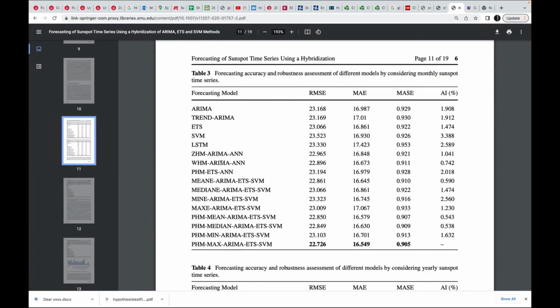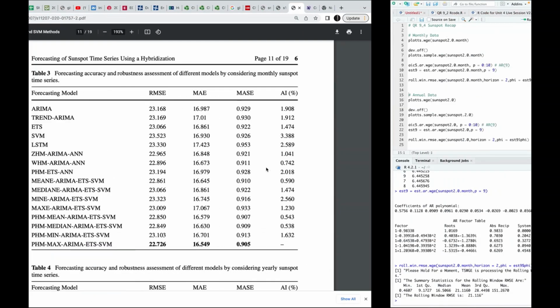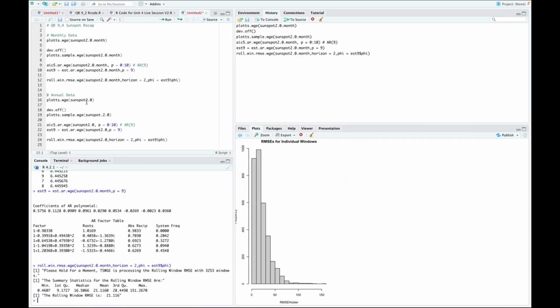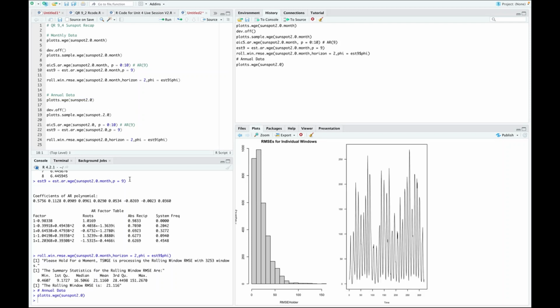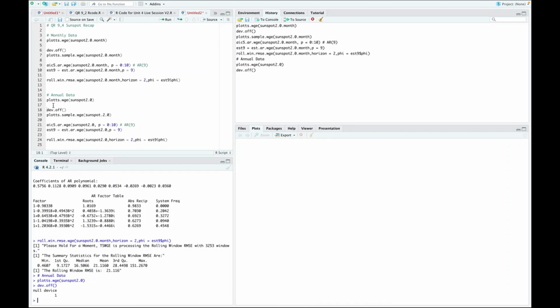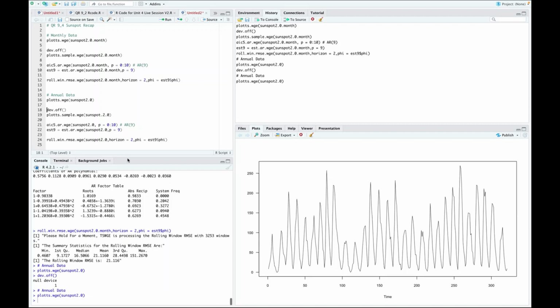But regardless, just as a quick baseline to compare, we could write more code and do more analysis if we really wanted to write maybe a paper to extend this paper or in response to this paper. But let's go ahead and look at the annual data. So I'll go ahead and plot the annual data. Let's go ahead and dev.off and then plot the annual data, which should look fairly familiar. It's the same data, but smoothed to be yearly instead of monthly.